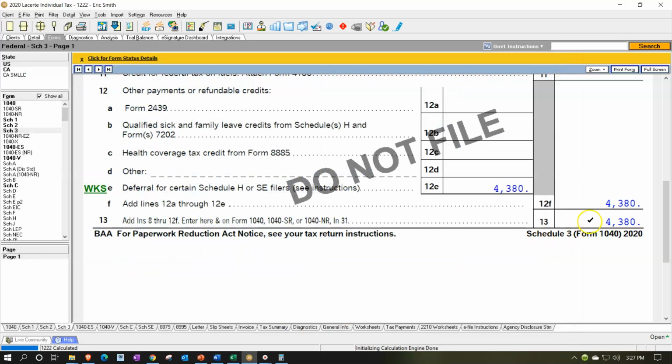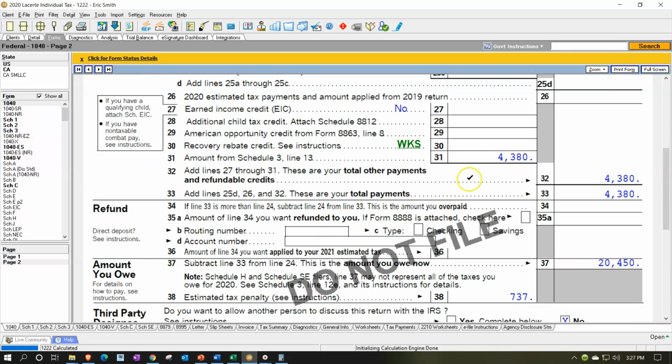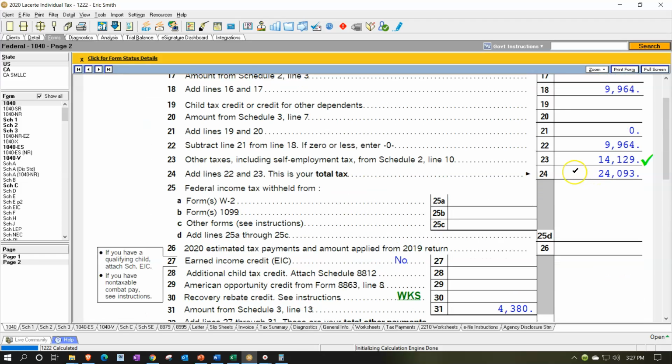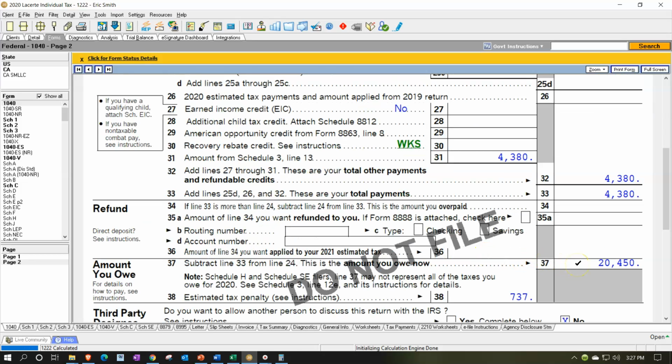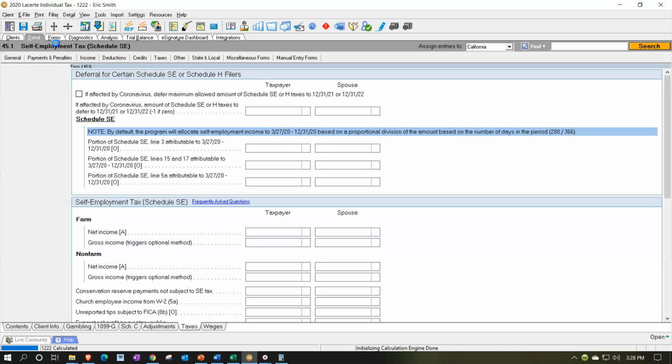Now this is going to feed into basically the second page of the 1040, that 4,380. On 1040 page 2, we see it down here in the payment items. So it's basically in the payment section. So we got the tax at the 2493, and then this is coming out to bring it to that 20,450. So I might do a little bit more investigation into that one once the instructions come out, but that's that for now.